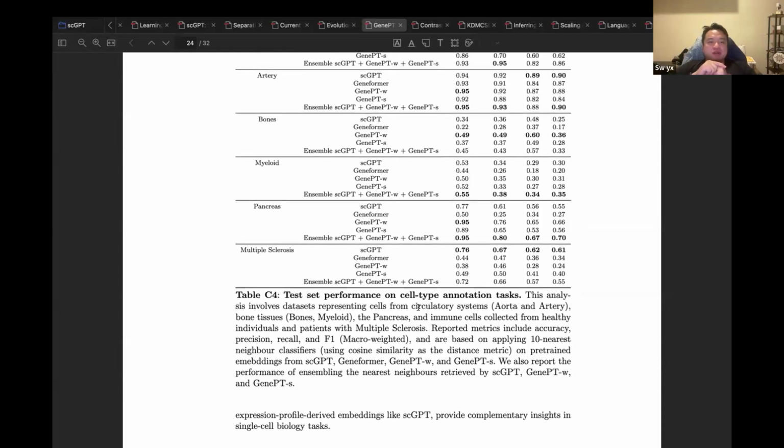Well, just one question on this. Apart from annotating, can we generate, well, I mean, it's embedding, so no.